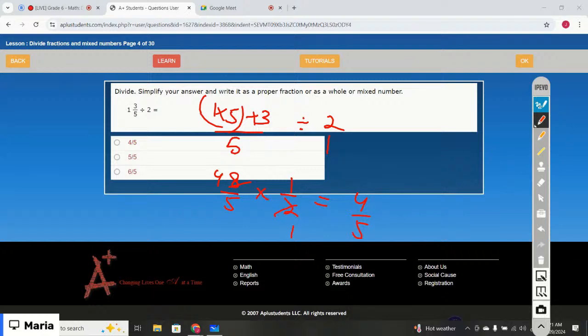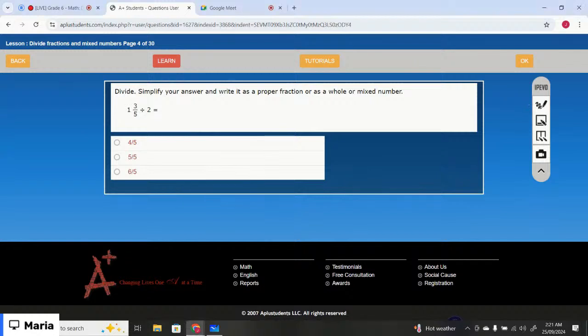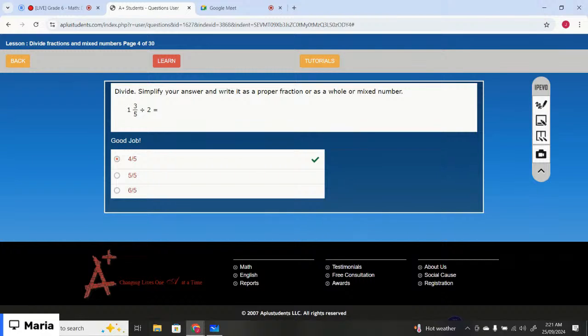The correct option is option number 1. That is 4 over 5. Option number 1 is the correct option.